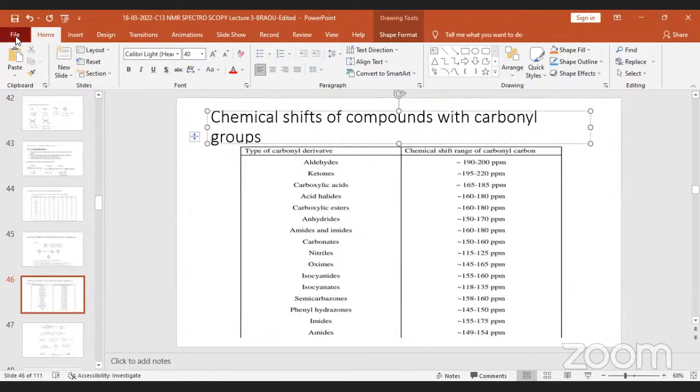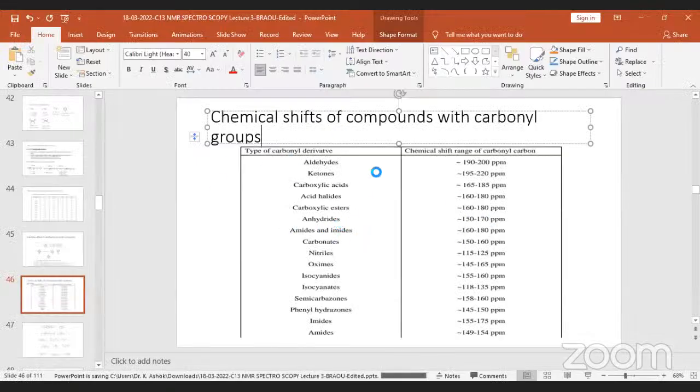So different compounds are there in organic compounds which contain C double bond O. Aldehydes, ketones, carboxylic acids, acid halides, esters, anhydrides, amides, carbonates, so many are there, right? Oxygen. And these are the ranges, just approximate ranges. You must remember most important are aldehydes, ketones, carboxylic acids, amides, and nitriles. Most important.